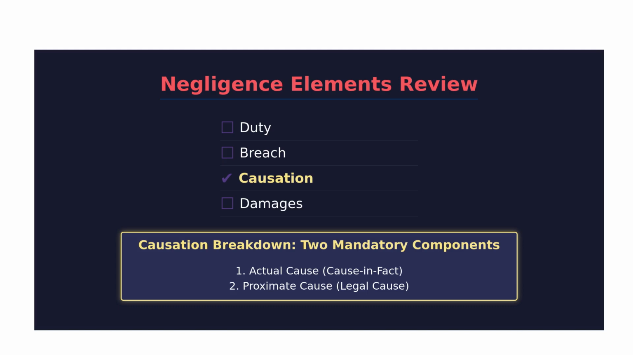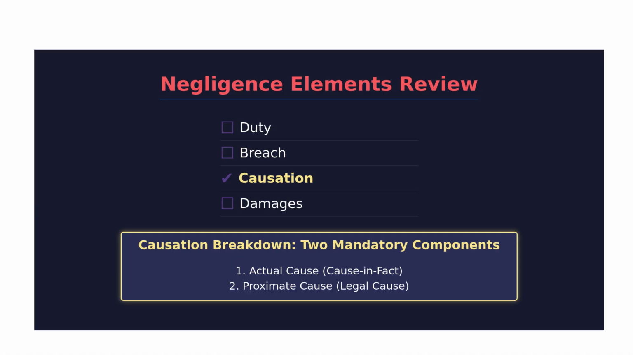To establish liability for negligence, the plaintiff must successfully prove 4 distinct elements. These are duty owed by the defendant, breach of that duty, causation linking the breach to the harm, and finally, resulting damages. A plaintiff must satisfy all 4 to win.